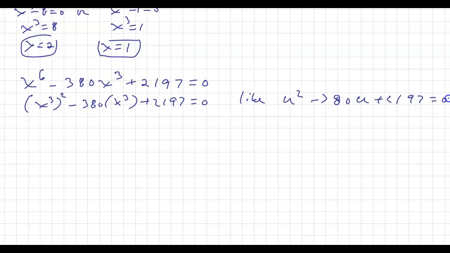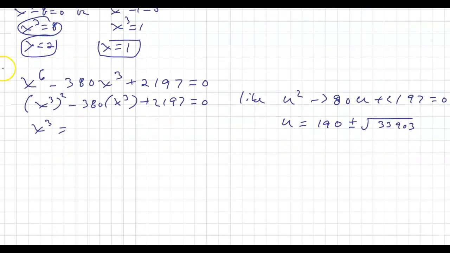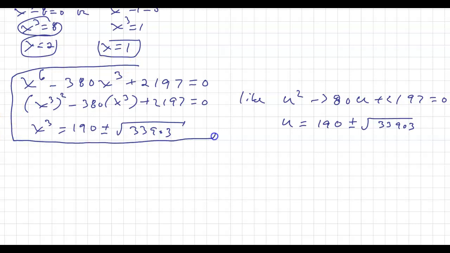But that one doesn't factor. That one had an answer with the quadratic formula, or completing the square, of 190 plus or minus the square root of 33903. And that happens here also, except it's not that x equals that, but x cubed, just like in this one, it was x cubed equals 8, not x equals 8. So this one is going to be x cubed equals 190 plus or minus the square root of 33903. And you could put this down, save it for later, if this equation ever comes up again. Those are the two answers.